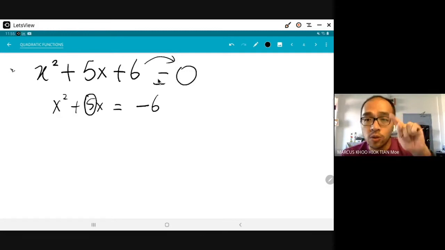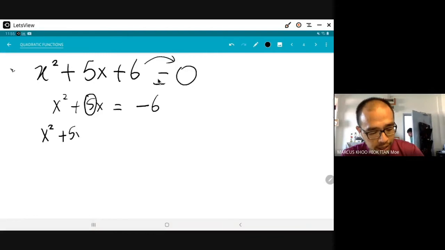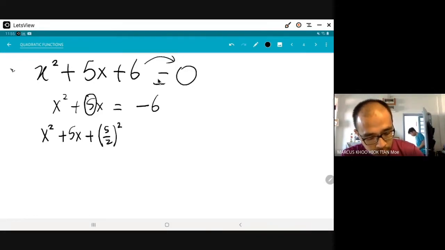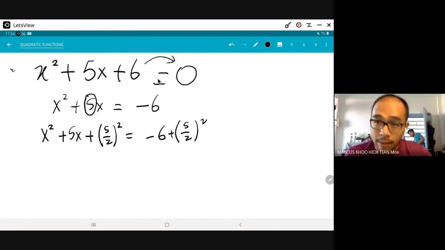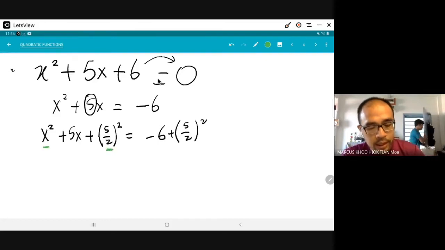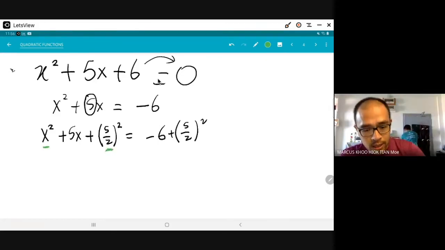Dan 5 yang di sini, apa yang kita buat? Kita bahagi 2 kuasa 2. So you get x squared plus 5x tambah 5 bahagi 2 kuasa 2 sama dengan negatif 6. Dua-dua kita tambah. Okay. Sampai saja di step ini, tak payah bimbang. Ini dan ini kita kasih compress. So we will get x tambah 5/2 semuanya kuasa 2.